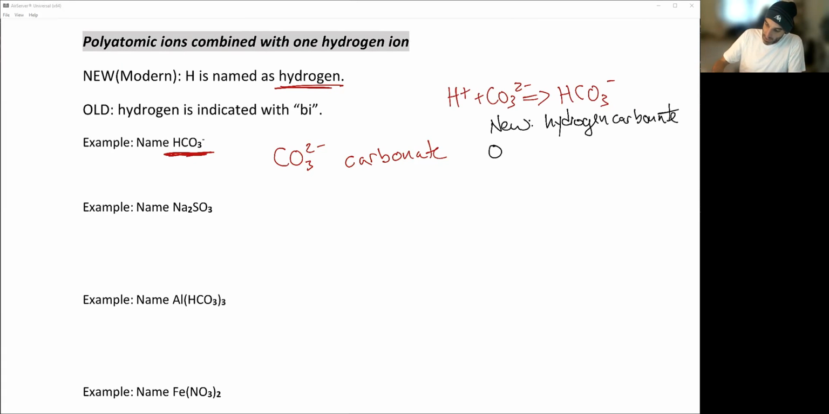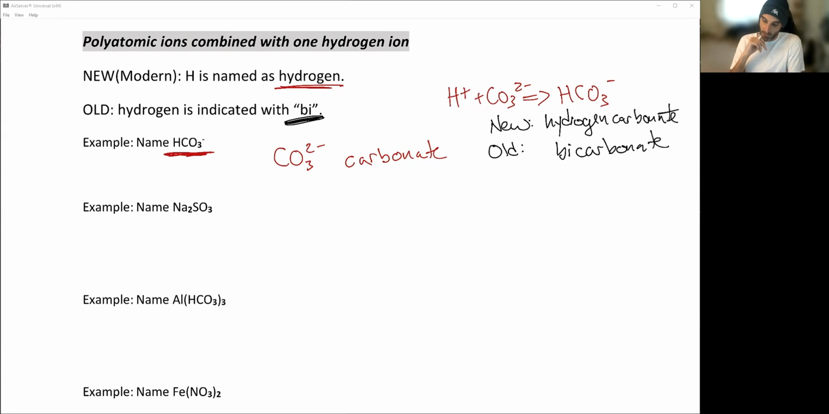Unfortunately, the old way is pretty prevalent, so you need to know that as well. Instead of saying hydrogen, we're going to replace hydrogen with bi. So we would call this bicarbonate. You might know this from baking soda. Baking soda is bicarbonate, sodium bicarbonate. So we have a sodium with that bicarbonate ion. Whenever you see a hydrogen, you're just going to stick hydrogen or bi in there. If you see either of those, you're going to be right.